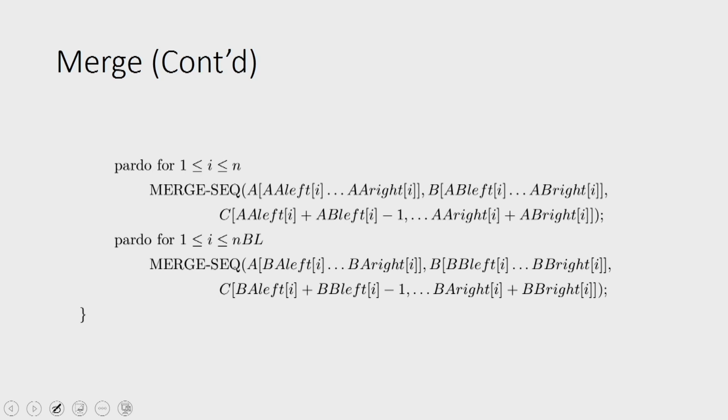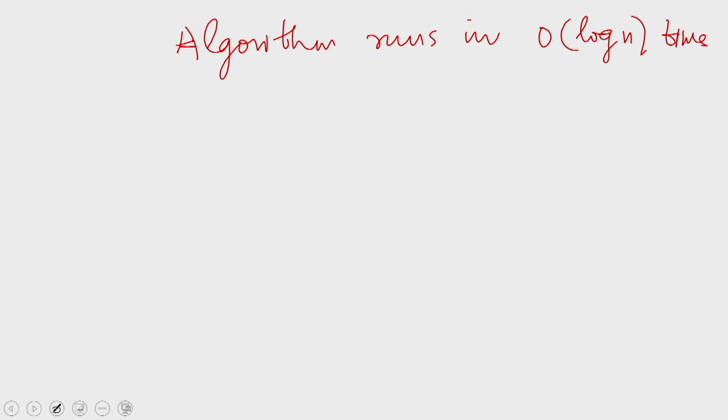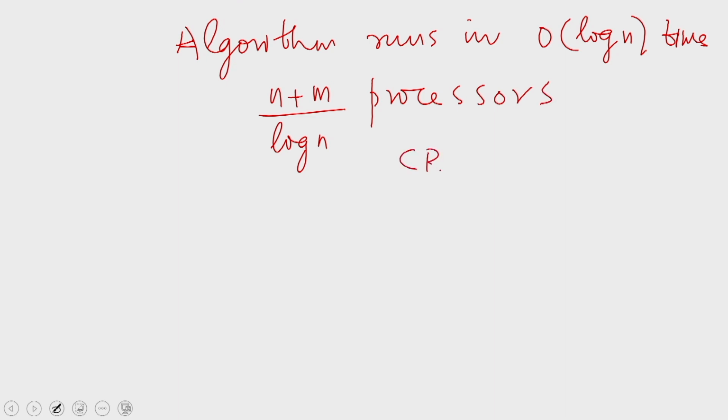And then finally, we merge the sub instances sequentially, each will take order of log n time. Here we do in parallel for every single leader on the A side. Similarly, here we do this for every single leader on the B side, which would again take order of log n time. Since every leader is operating in parallel, the time taken is order of log n. And concurrent read has been used in multiple places, but concurrent write has not been used anywhere. So, the overall time complexity of the algorithm is order of log n, and we have used n plus m by log n processors. And the model used is the CREW PRAM.